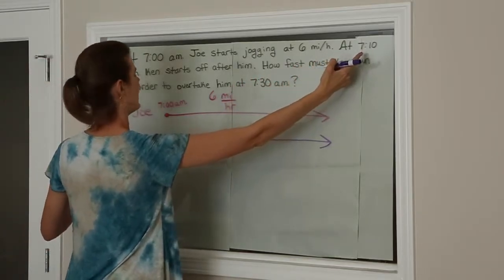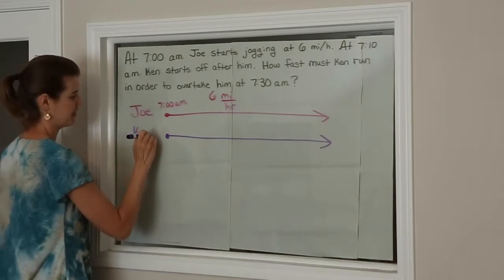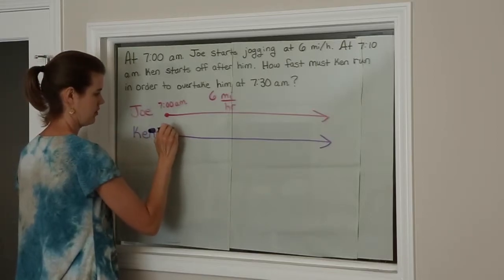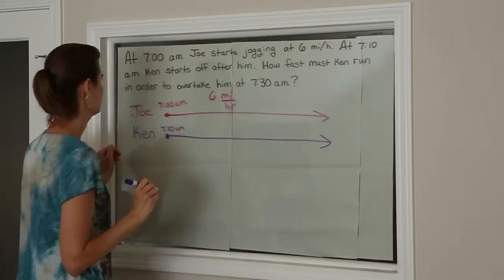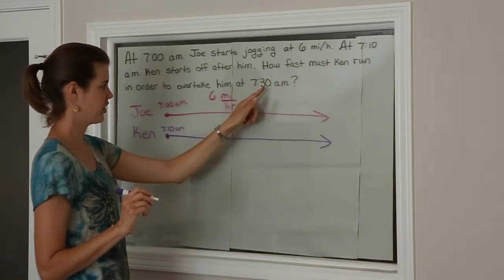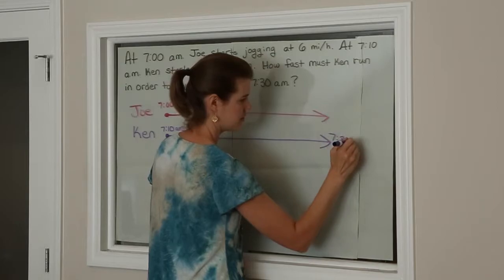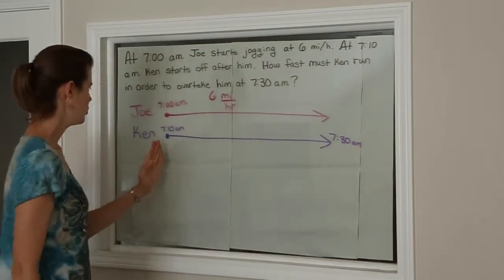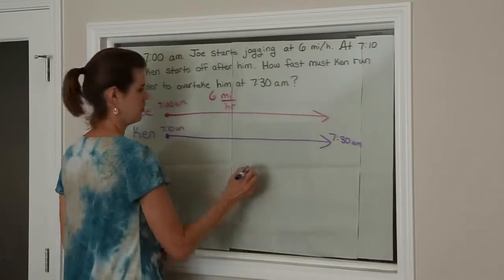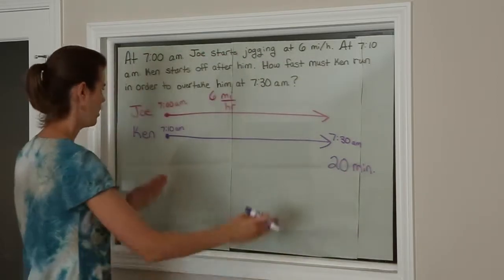And it says at 7:10 a.m., Ken starts off after him. So here's the second arrow is going to represent Ken, and he starts at 7:10. How fast must Ken run in order to overtake him at 7:30 a.m.? So over here at the end, 7:30 a.m. Now between 7:10 a.m. and 7:30 a.m., we have 20 minutes. Okay, so we know this is 20 minutes.